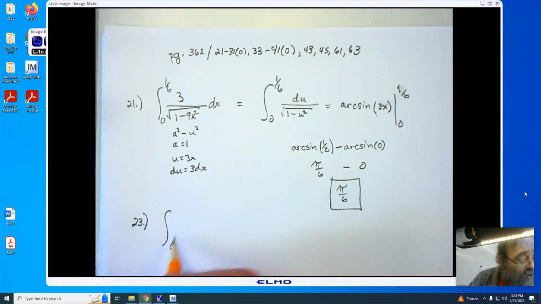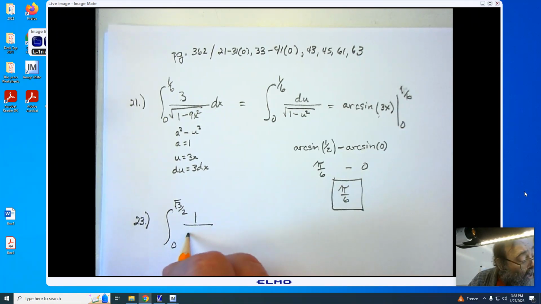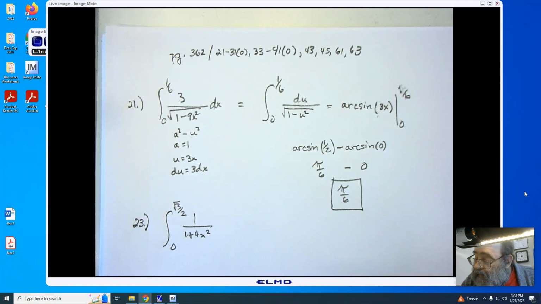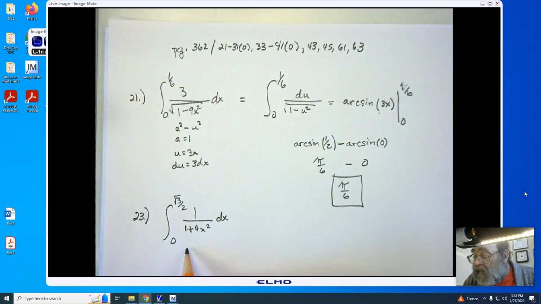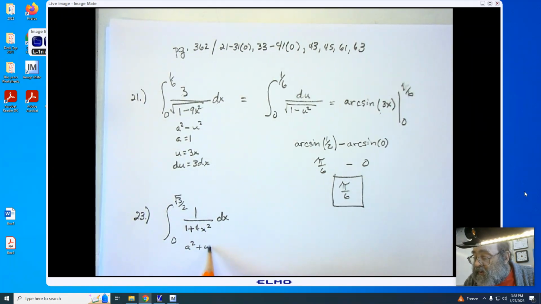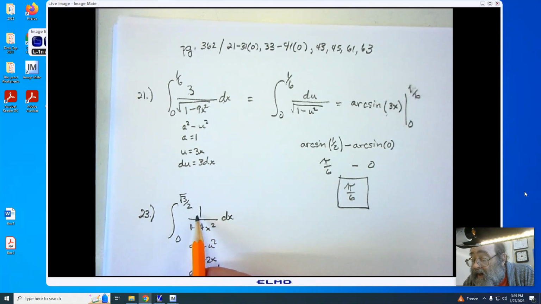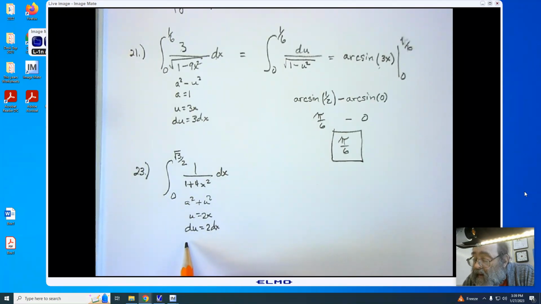This is the integration from 0 to root 3 over 2, and I have 1 over 1 plus 4x squared dx. Now in this, please be aware it's pretty clear that we are looking at the pattern a squared plus u squared. We know that our u is going to be 2x. We know that du is 2dx. And I also recognize that I do not have a 2 in the numerator. Since that's the case, I'm going to want to make sure that I plug in what I have.